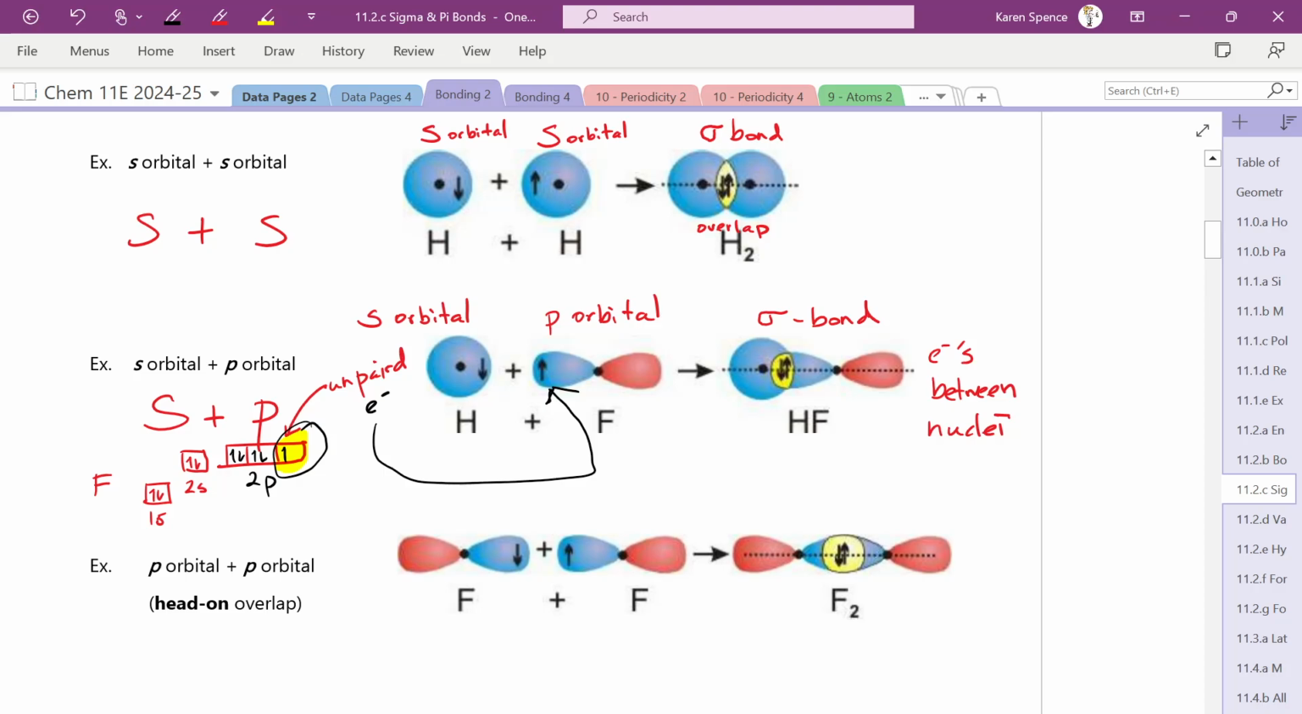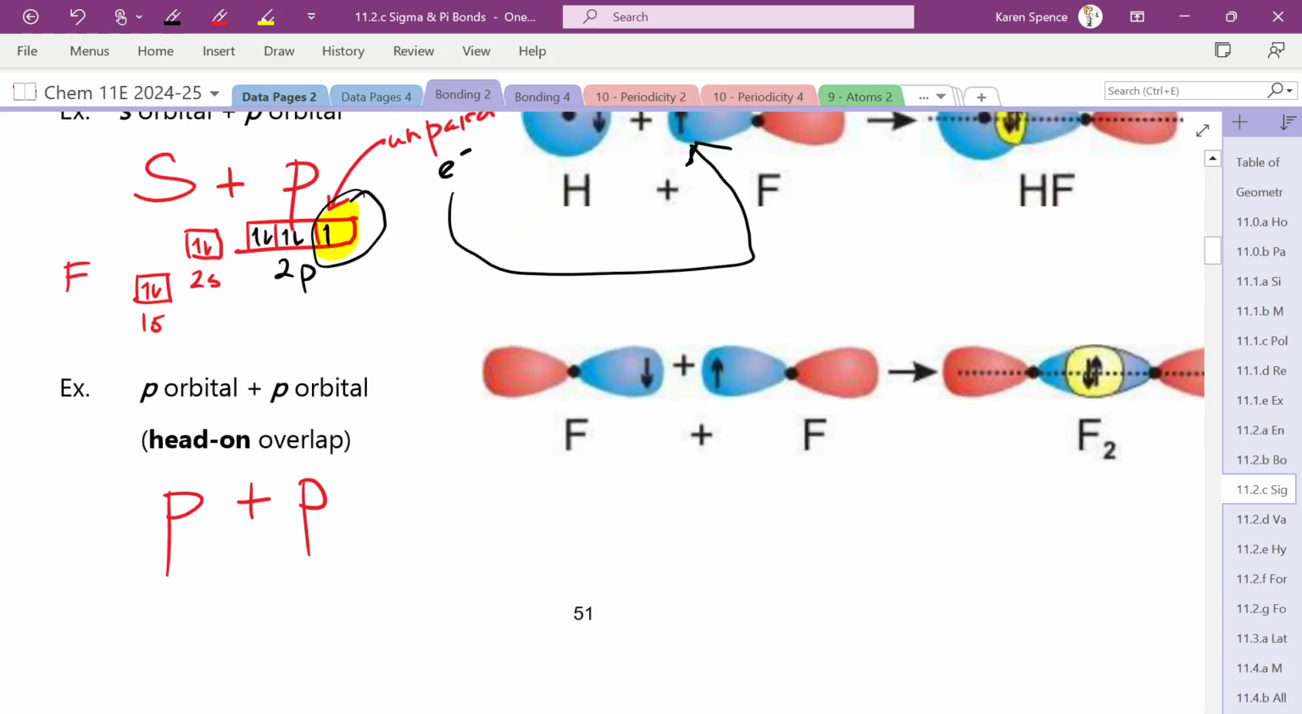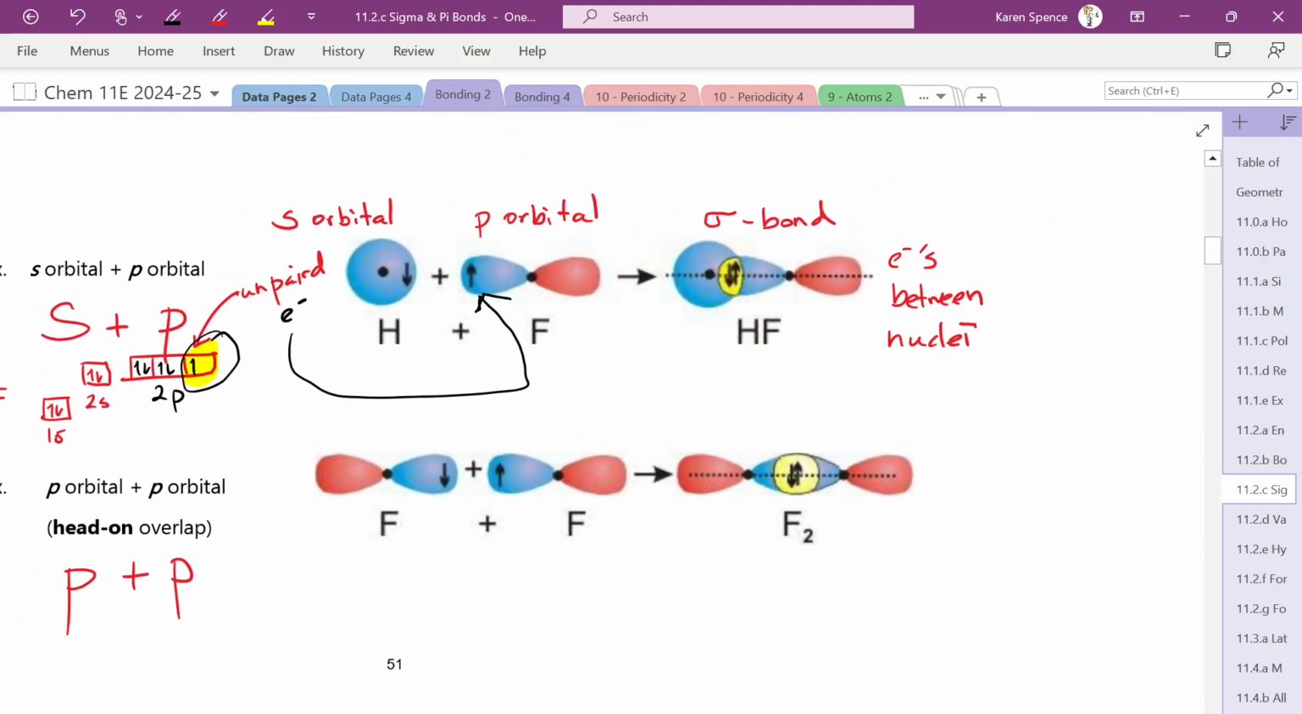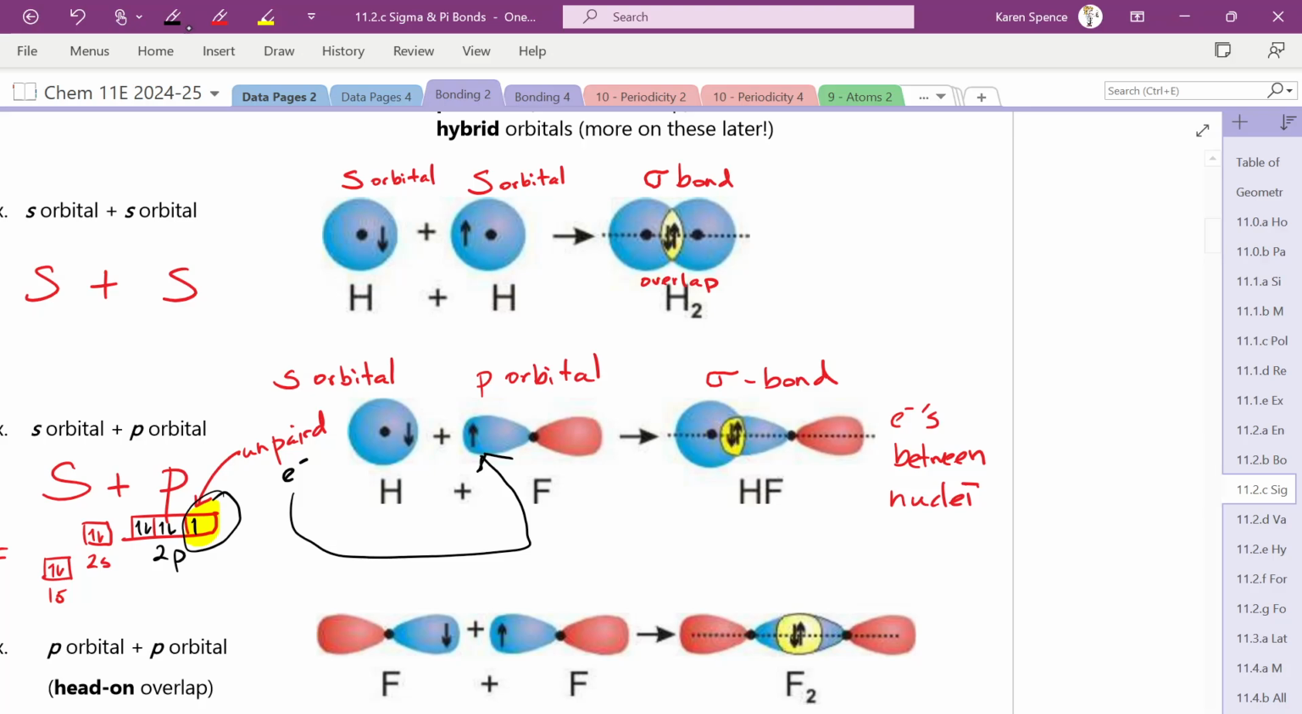We can also have a p-p overlap, and this is what we call head-on overlap. We'll look at what happens when you get non-head-on overlap later. These are all sigma bonds, okay? Sigma bond, sigma bond, sigma bond. They're all single bonds. Anytime you have a single bond, it must be a sigma. There's no choice. A single bond is a sigma bond.